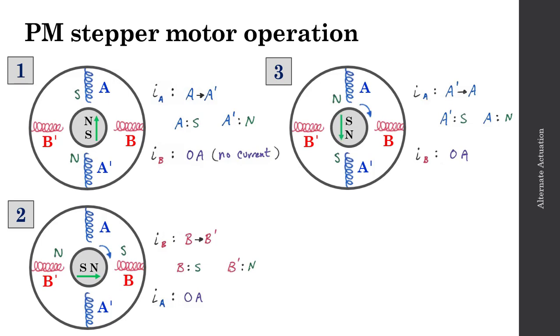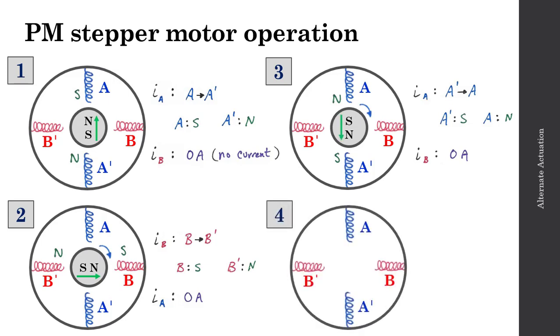And then for the fourth step, the current is flowing through B in the backwards direction, so from B prime to B. This sets up a south pole at B prime and a north pole at B. And since there's no current through A, the rotor rotates through another step to once again align with the magnetic field. So for this particular motor, we have two phases with one pole on the rotor, and there are only four steps in the operation of this motor.